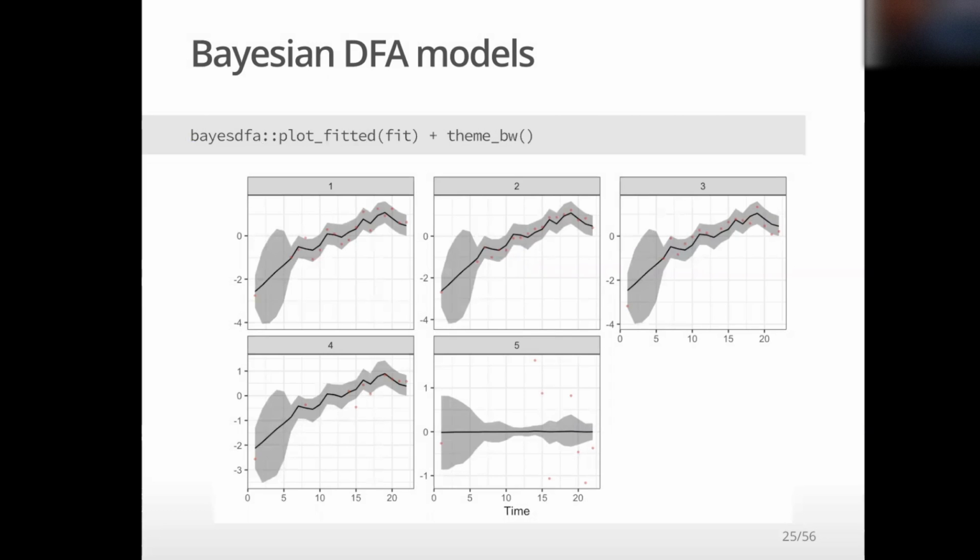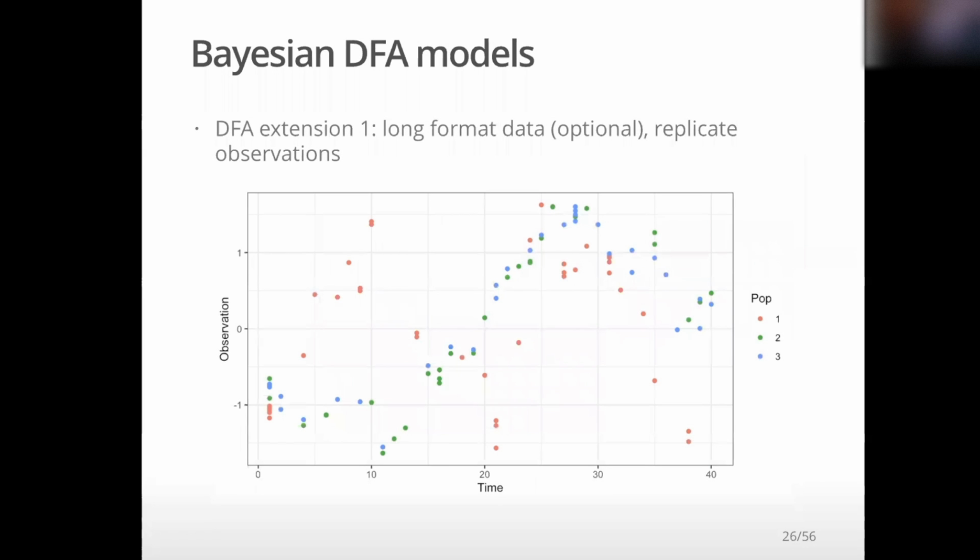Okay, but because that's kind of a pain, I think we've also included some plots to make the visualization of output more straightforward. So this plot fitted function is similar to what we have in the MARS package, but essentially it's just generating estimates of the posterior means, with posterior 95% credible intervals as the ribbon, in addition to the data. So that's something that you can get out fairly easily. Okay, so that's, in a nutshell, what the standard DFA looks like in the Bayesian setting.